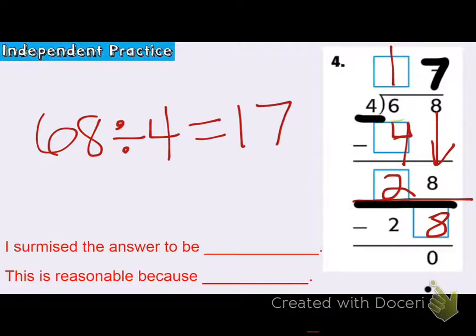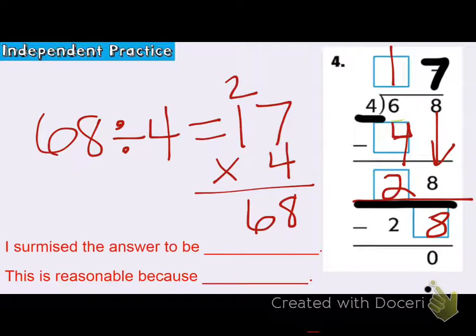17. I surmise the answer to be 17 is the quotient. There's 17 in each of the 4 groups. And if I check it by multiplying 17 times 4, then I do get the number I put into groups. I do get my dividend. So I know that I have the right answer with 17.